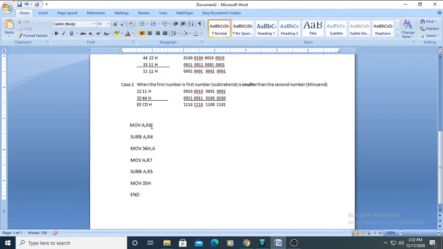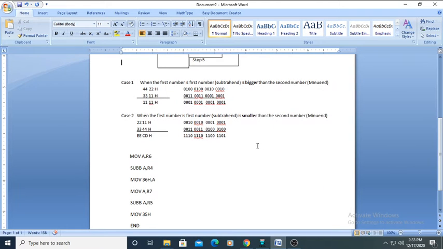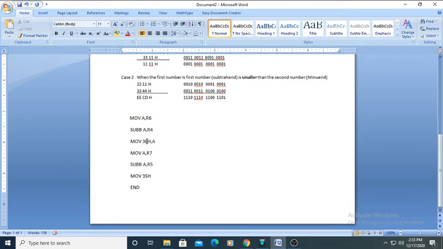So the first number, R6, we transfer to A, we subtract it, and we transfer to 36A. 36 is according to the question. 36 is the lower. Okay, here is a problem. 35 is the lower byte, so we have to transfer over here 35. Then 36 is the... So second part, we again transfer R7 to A, R5 is subtracted from A, and the result is moved to 36.